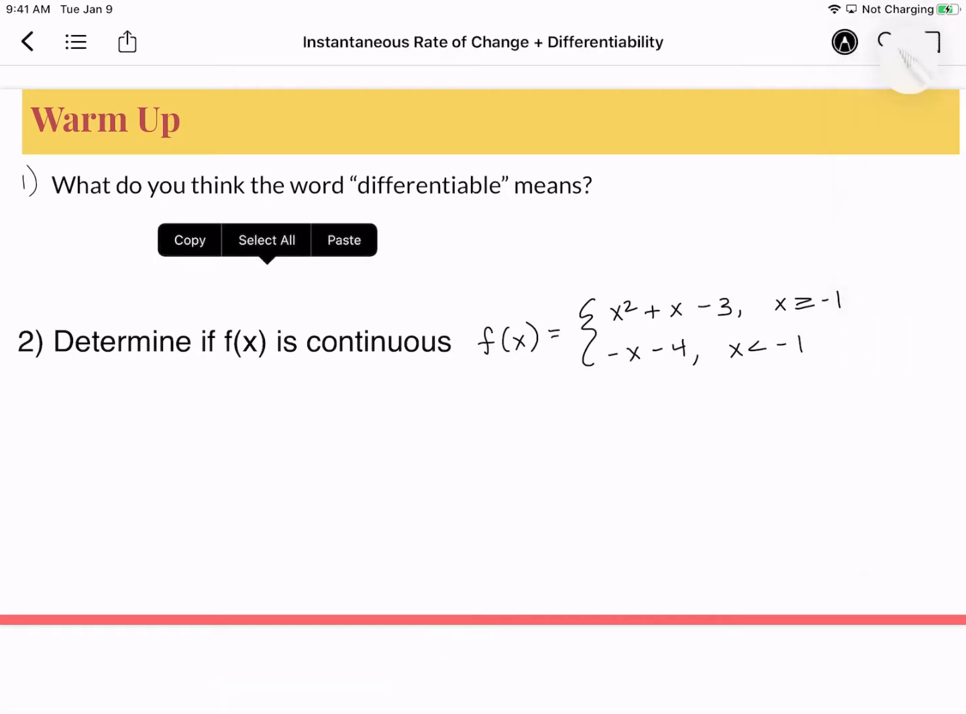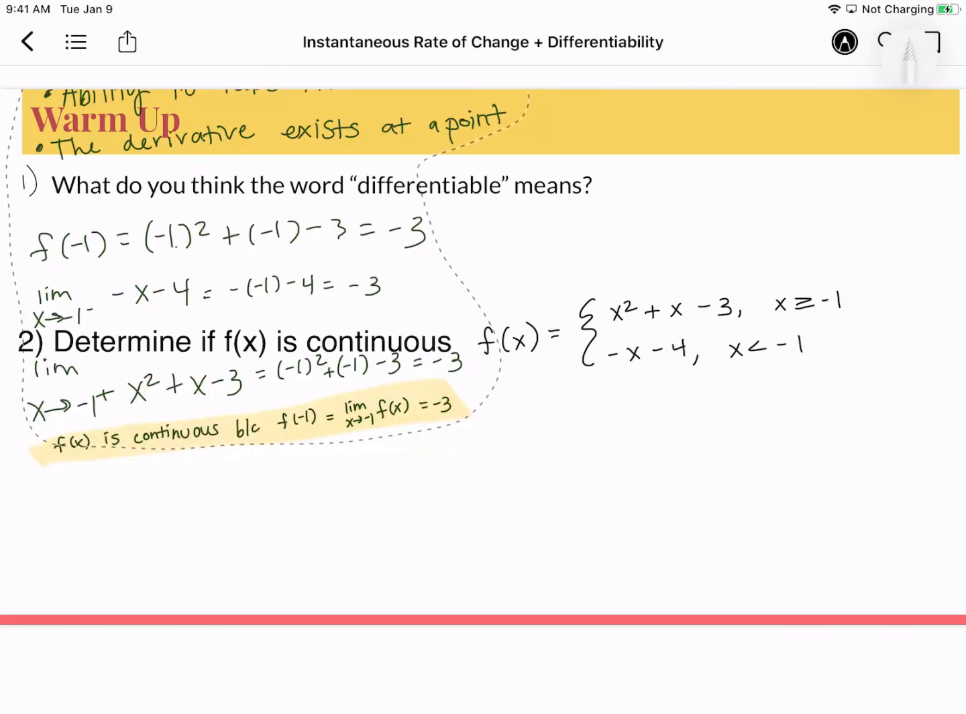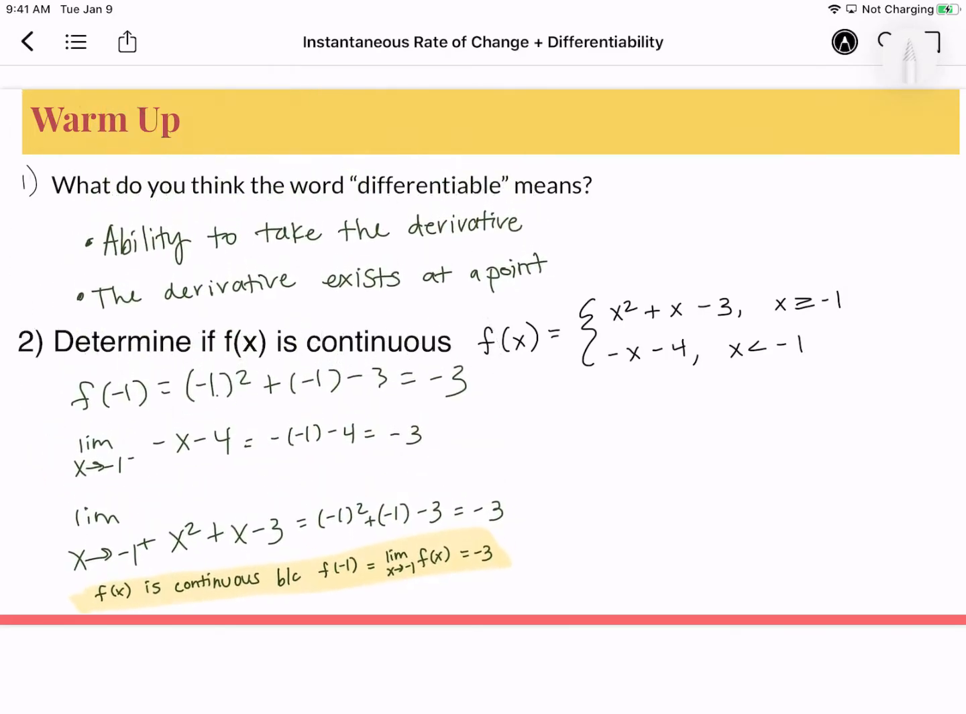So here's what I got right here. This word differentiable, you should kind of see the root of the word derivative in there, right? Derivative, it kind of sounds like derivative to me. So this is the ability to take the derivative, and it's showing that the derivative exists at a point. So if you came up with any idea like that, great job, you're on the right track.